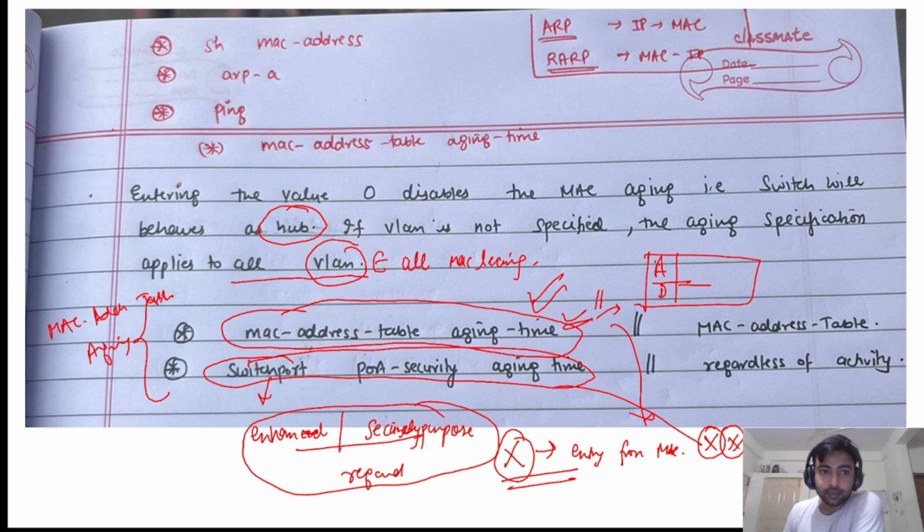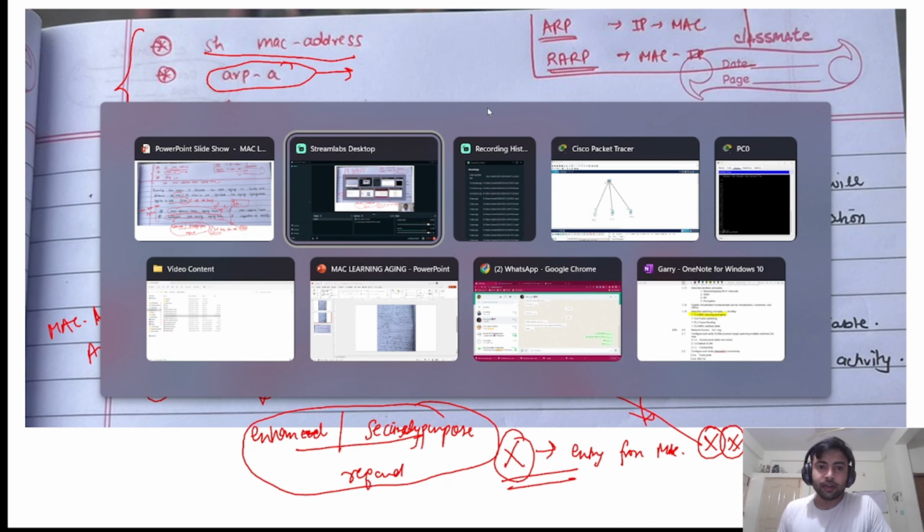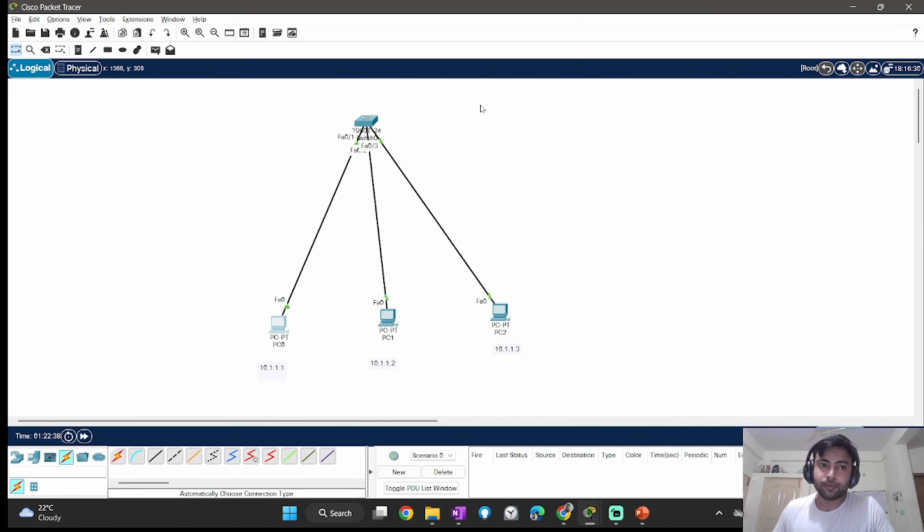And the commands which are going to be used in our practical are show MAC address, to show all the MAC address entries in the switch, and the ARP command to check the ARP table in end devices, and the ping command to check the connectivity from end device to end device, and this is for aging. So now let's head to Cisco Packet Tracer to understand this in practical.